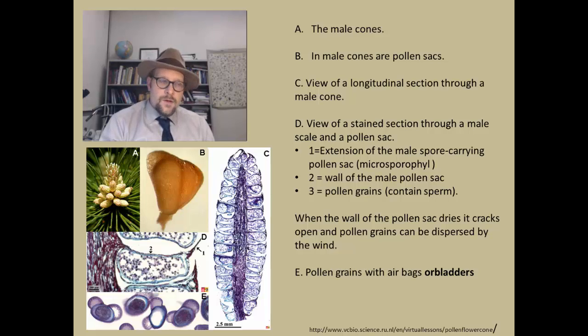All right, so let's look at some of these structures on a modern conifer. So we have male and female cones on the plant. Now the male cones produce the sporangia that hold on to the spores, which actually develop into pollen sacs that contain thousands of tiny pollen.